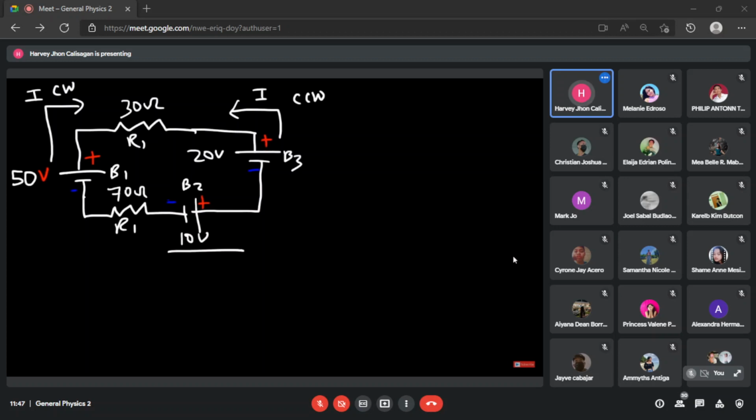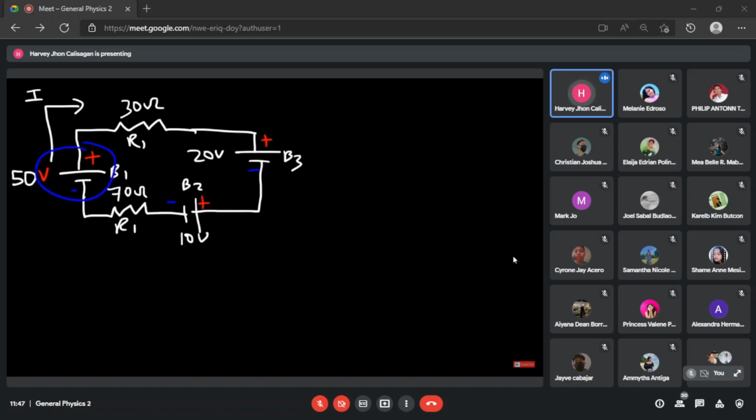And this battery wants to generate counterclockwise current. So these two batteries are in support of each other, and they're against this one. However, 50 is greater than the sum total of 10 and 20. So therefore, the current is going to be in this direction. Now let's go ahead and calculate the current.